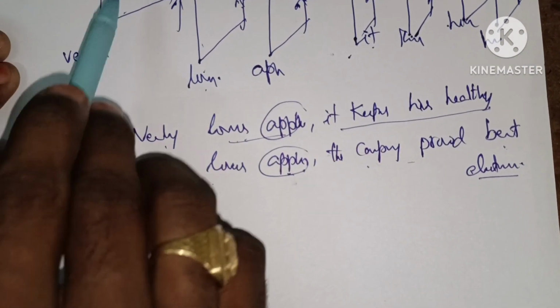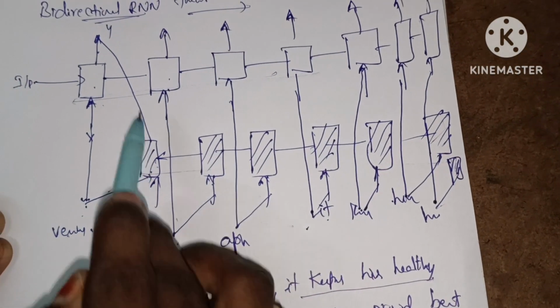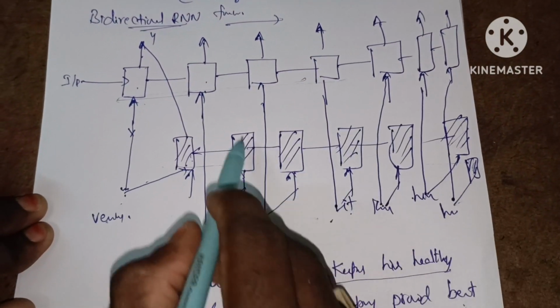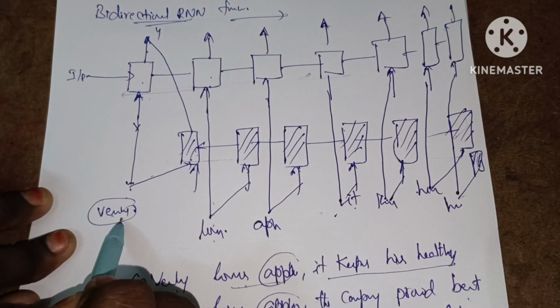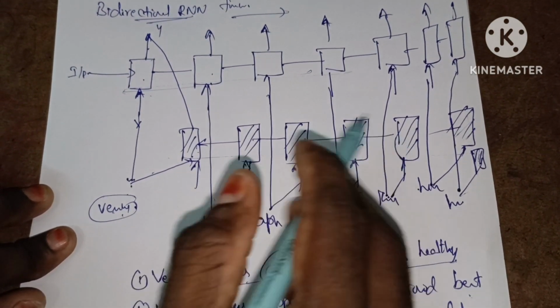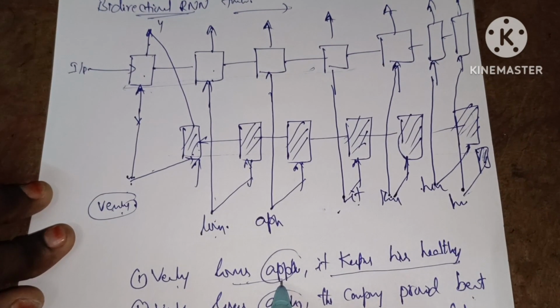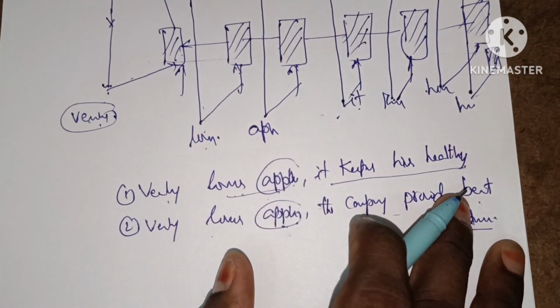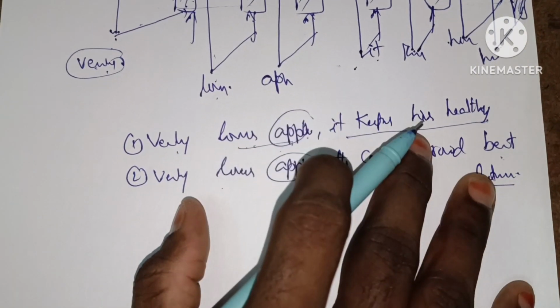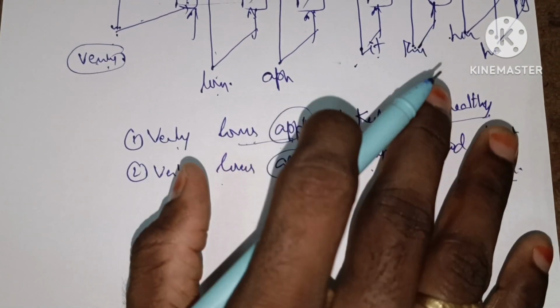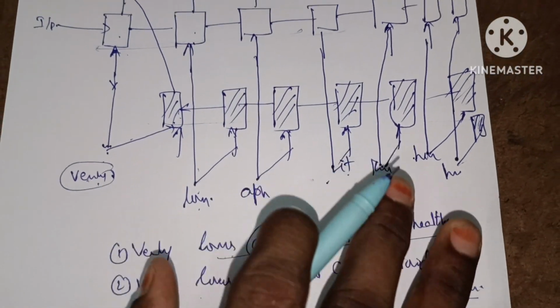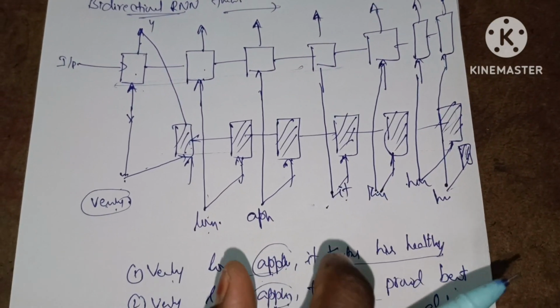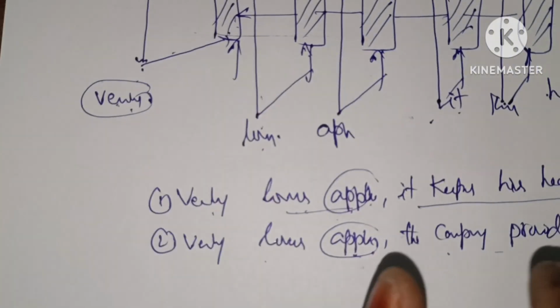Is it clear? That's why we give forward and backward. In both directions the RNN is given the same input, so automatically we decide finally whether apple is a fruit or a company. Is it clear? This is all about the bidirectional RNN. It is mainly used in natural language processing. Why natural language processing? One of its main drawbacks is ambiguity. Is it clear? Okay.